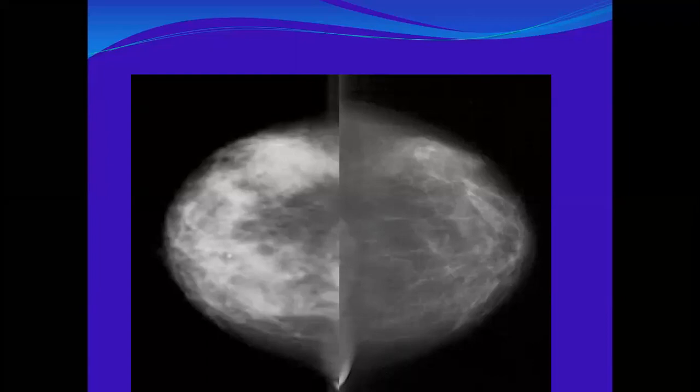This is the CC view. There is a right breast global asymmetry. Excellent. No other associated microcalcification.